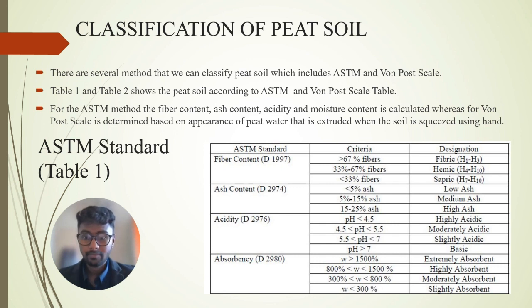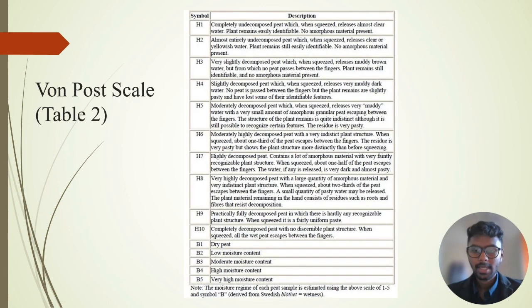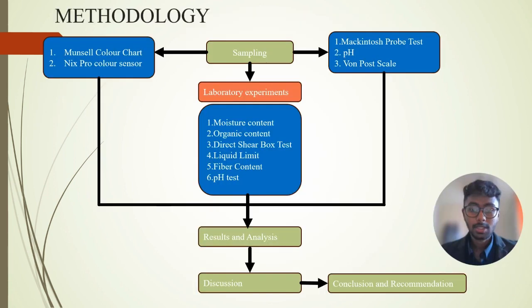And for table 2, which shows the 1/4 scale table, which determines the classification based on the appearance of peat water that is excluded when the soil is squeezed using the hand. Now, as you can see in the slide, it is a 1/4 scale table. So, for example, we have gathered peat and now we are using it, and we have gathered the data which shows that completely decomposed peat with no decimal plant structure, and when squeezed, all the wet peat escapes between the fingers. So we can conclude that it has very high moisture content, so it falls under the category of H10 and B5. Now let's look at the methodology.